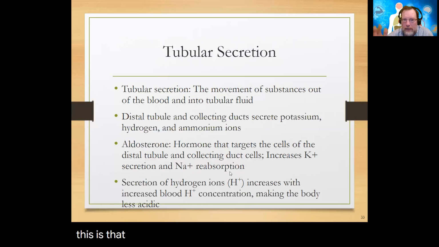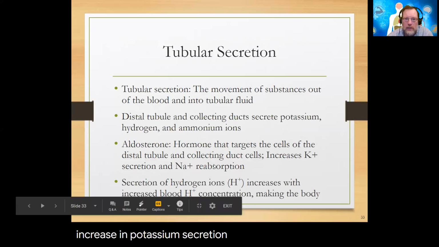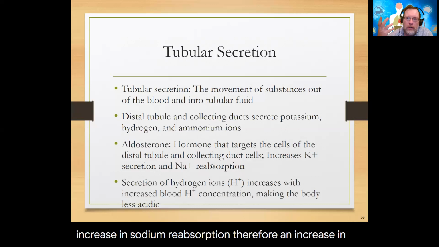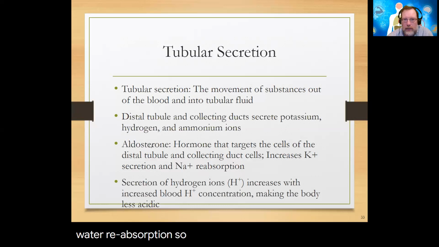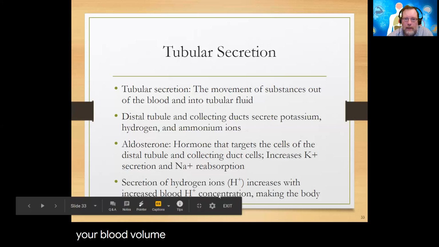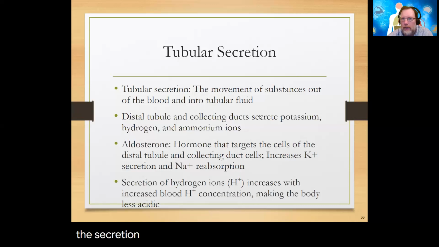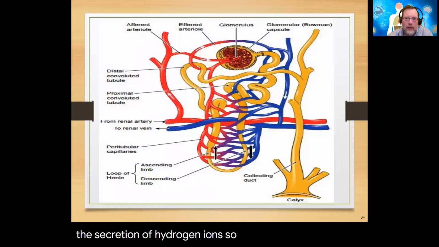Tubular secretion, this is that aldosterone spot as well. These are where we're going to be targeting hormones that allow for an increase in potassium secretion and therefore an increase in sodium reabsorption, therefore an increase in water reabsorption. So aldosterone, along with antidiuretic hormone, helps you to retain water, increases your blood volume, and again, makes the body less acidic through the secretion of hydrogen ions. So anyway, that's pretty much it.